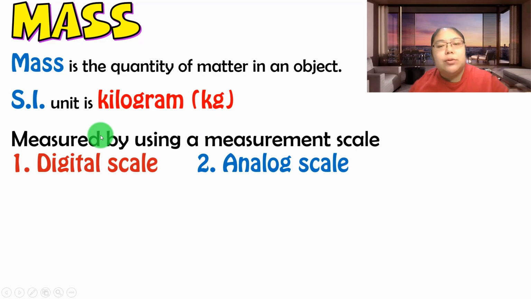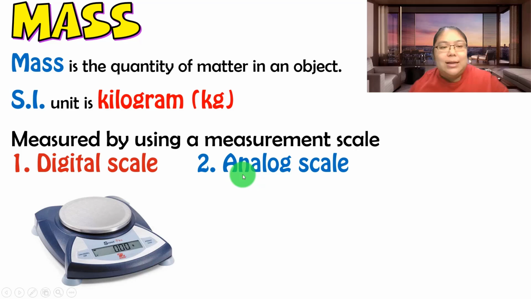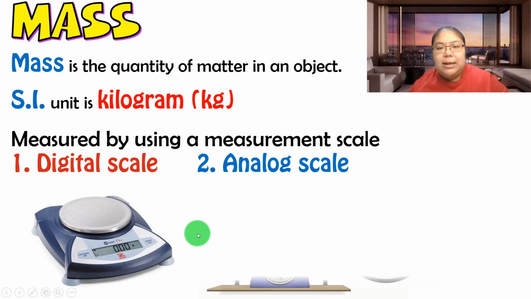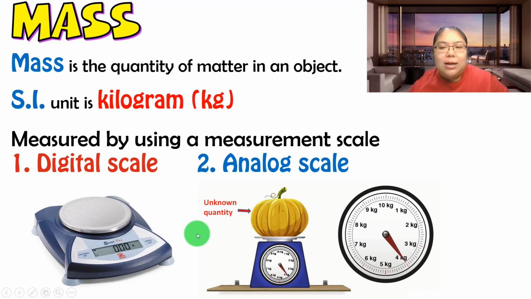How do we measure mass? We use a digital scale or an analog scale. Let's see the example. This one we call digital, so it will show the readings. The other is analog, which means you need to read it yourself. It shows a reading and you need to read it by yourself. Then after that we show another physical quantity.